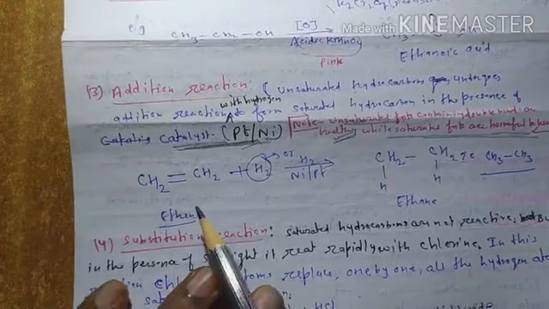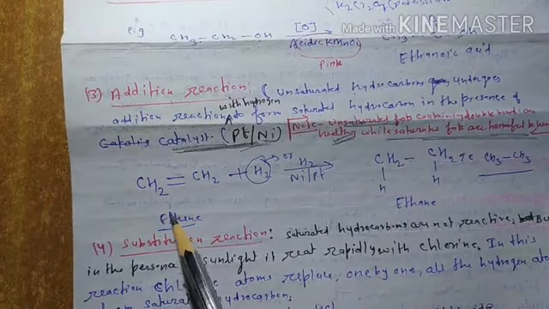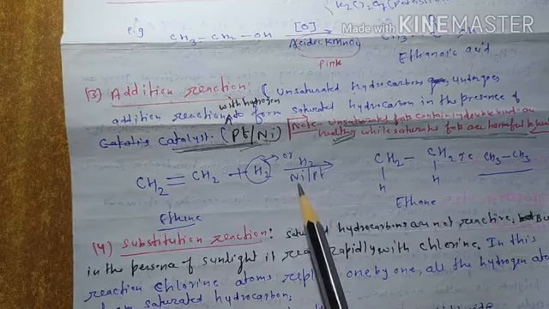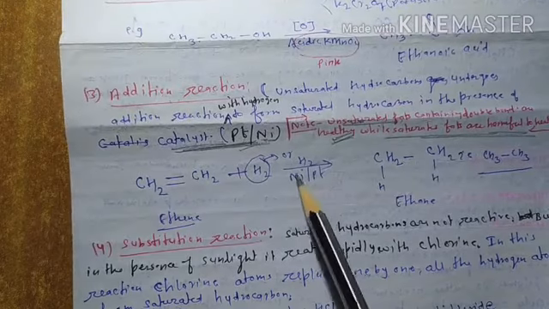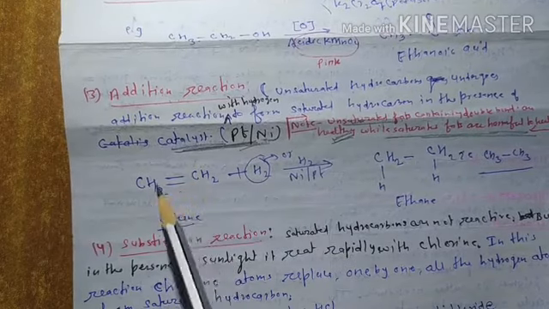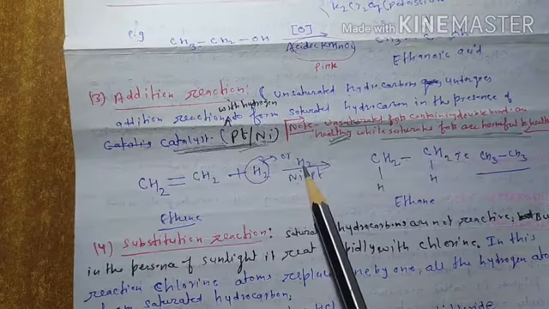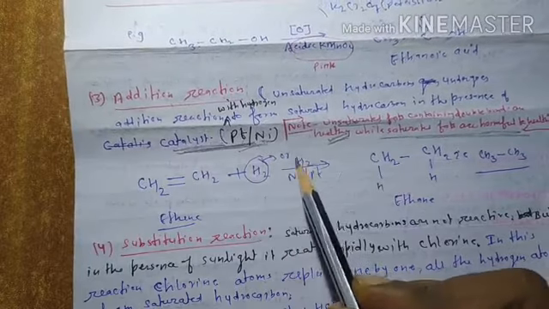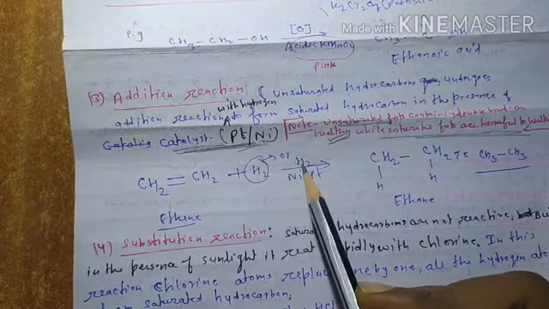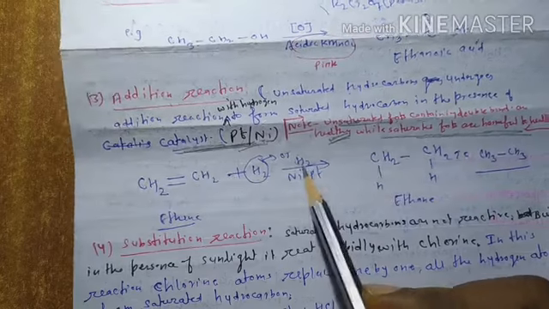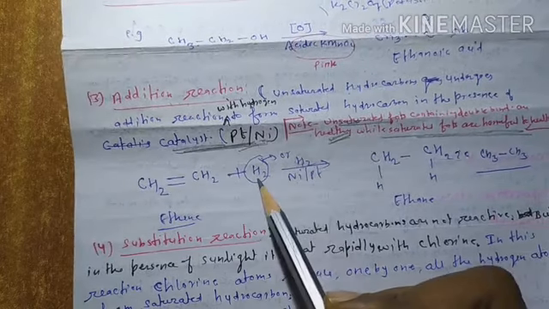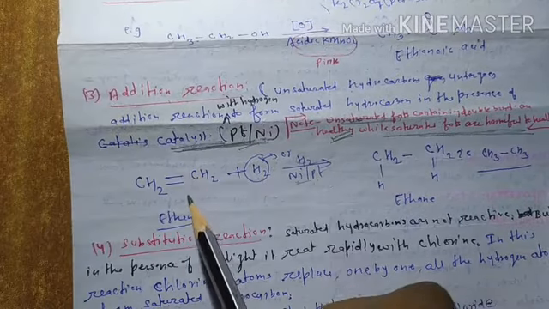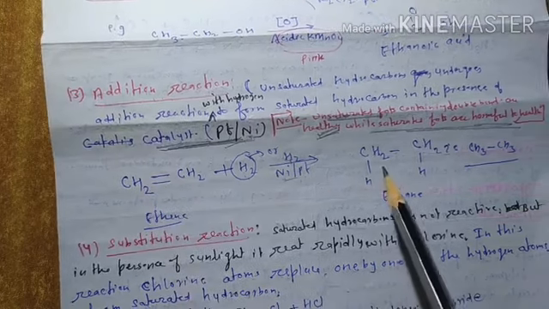For example, you can see here this is ethene, and in the presence of nickel and platinum, there is a reaction with hydrogen. You can write this hydrogen here or here, but if you write it here, don't write it there; show the hydrogen molecule in one place only. So in the presence of the catalyst nickel and platinum, this ethene is converted into ethane.